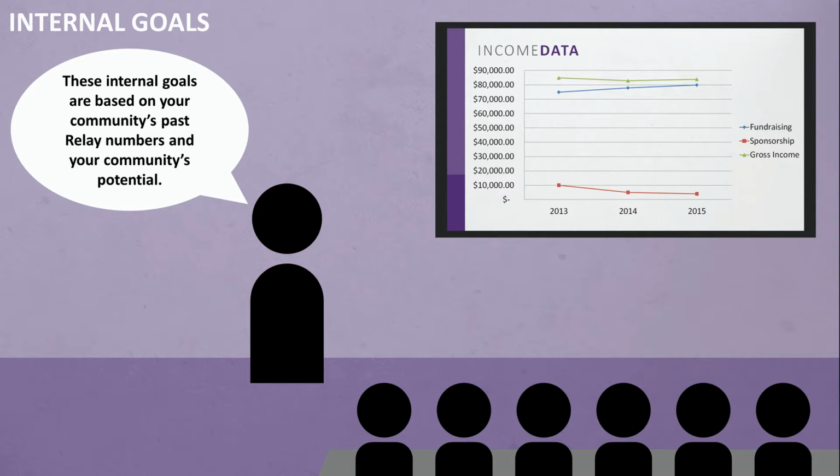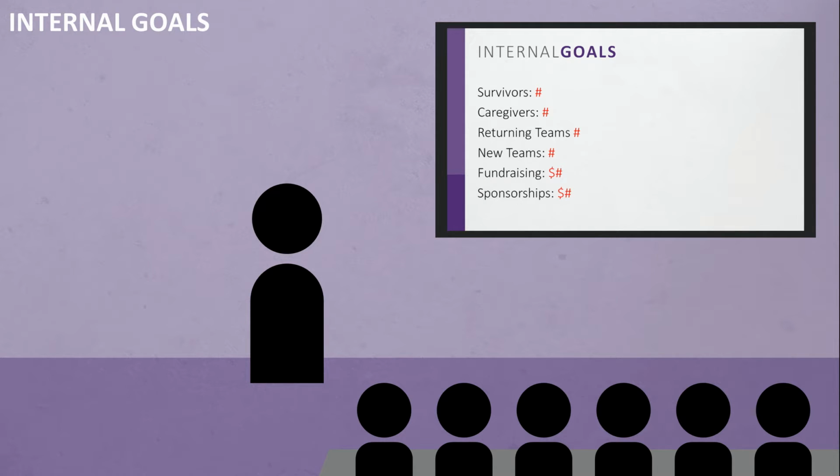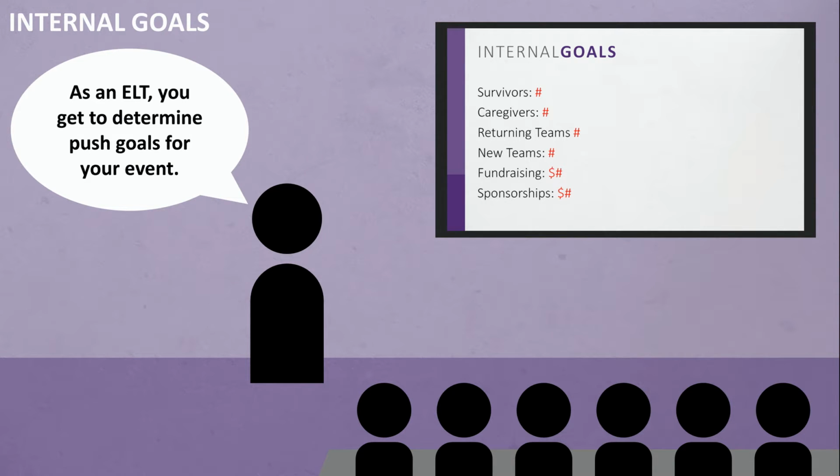Briefly touch on internal goals. Say, the American Cancer Society does a lot of analysis with all our 5,000 communities to develop goals for our events. These internal goals are based on your community's past relay numbers and your community's potential. Review the internal goals that are listed on slide 14 and say, as an event leadership team, you get to determine the push goals for your event. Push goals are potential-based. They should be a stretch, but reachable based upon the information you have for your community. We'll talk more about push goals in the next section.